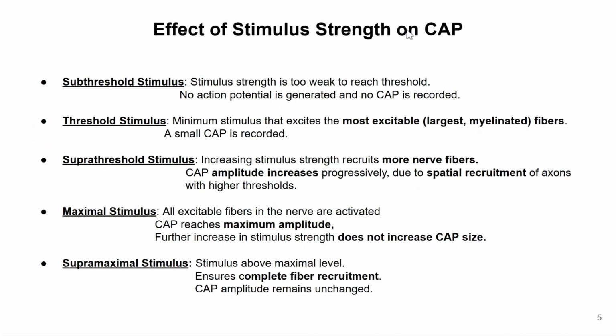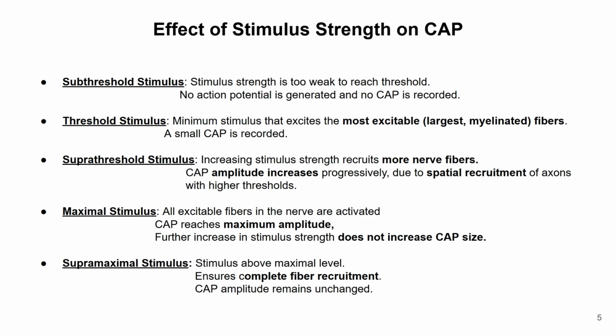What is the effect of stimulus strength on CAP when the stimulus is provided by an external source? So, subthreshold stimulus. When the stimulus strength is too weak to reach threshold, no action potential is generated in this case and no compound action potential is recorded. Threshold stimulus: a minimum amount of stimulus that excites the most excitable fibers. A small CAP is recorded in this case.